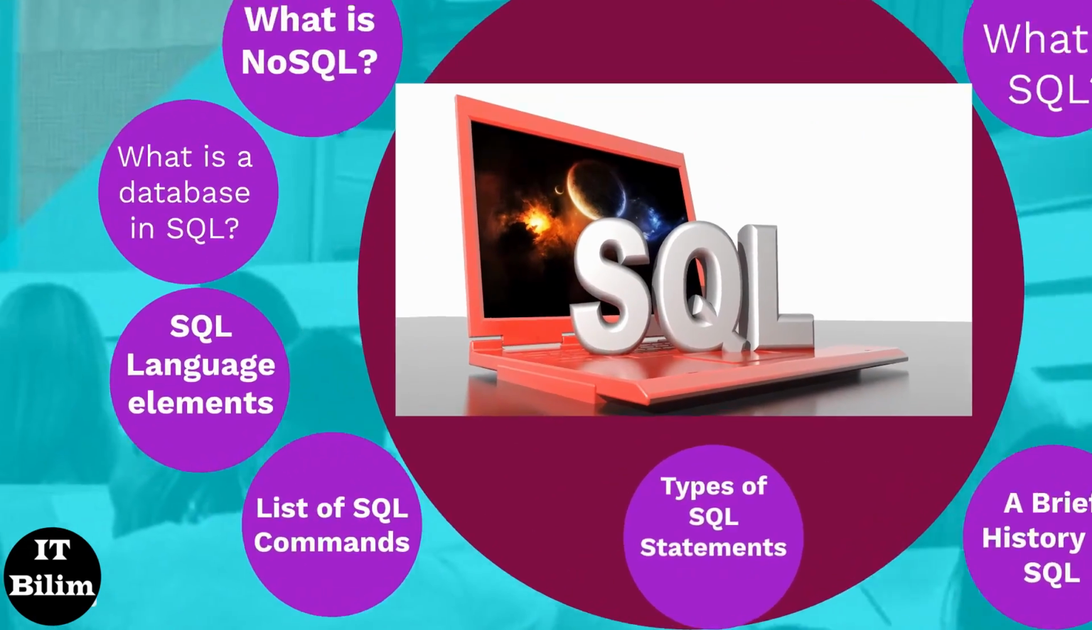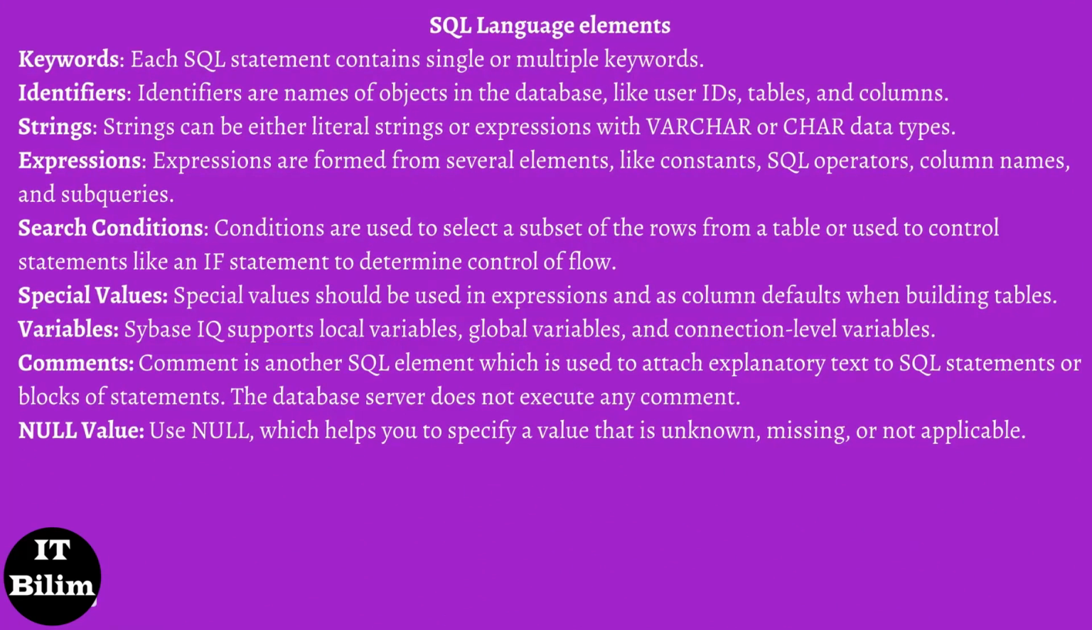SQL language elements. Here are important elements of SQL language. Keywords. Each SQL statement contains single or multiple keywords. Identifiers. Identifiers are names of objects in the database, like user IDs, tables, and columns. Strings. Strings can be either literal strings or expressions with varchar or char data types. Expressions. Expressions are formed from several elements, like constants, SQL operators, column names, and subqueries.